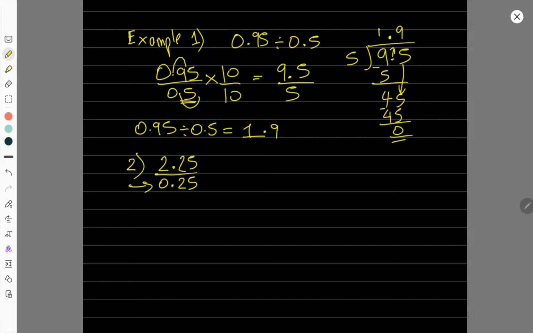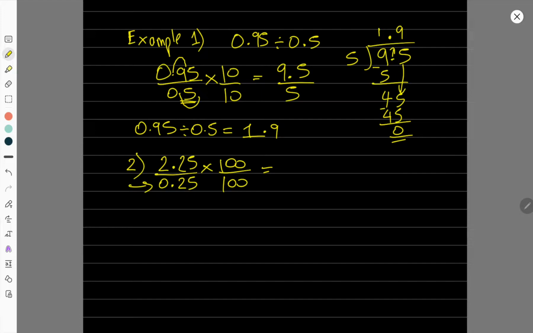In the previous question there was one decimal place, so we multiplied with 10 over 10. Now in this one there are two decimal places, so we'll multiply with 100 over 100. If there is one decimal place, multiply with 10. If there are two decimal places, multiply with 100. If there are three decimal places, multiply with, yes, you guessed that right, 1000.